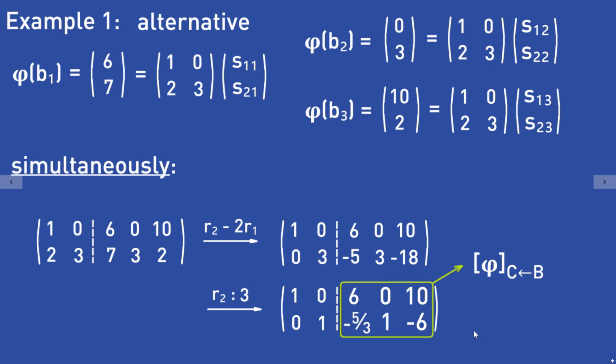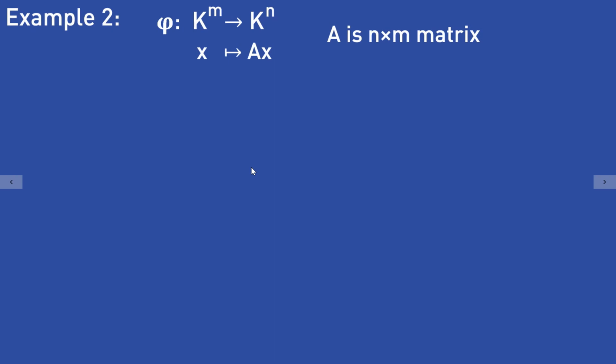So you can also solve this example like that, by solving these three equation systems simultaneously. So this is another way to solve this example. Let's take a look at another example now. We have a linear function phi from Km to Kn. It looks like that. X is mapped to A times X, and A is an n times m matrix with entries in the field K.